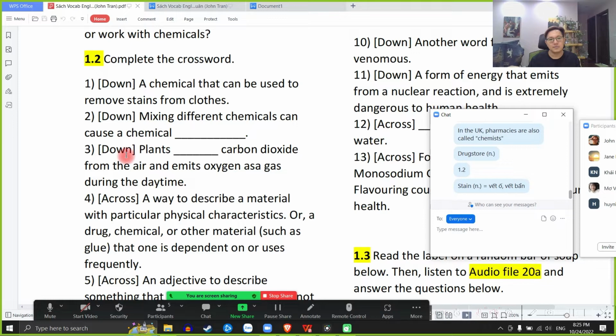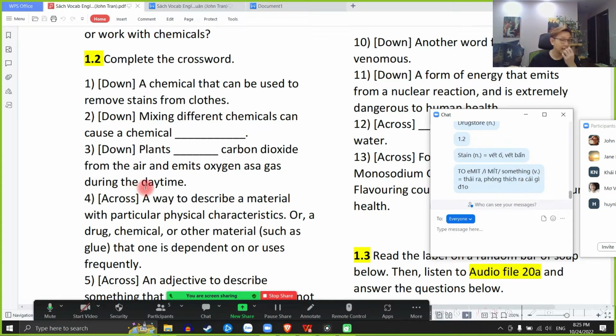Number 3, cây cối làm cái gì đó CO2. Plants do something with carbon dioxide from the air and emit. To emit something, thải ra, phóng thích ra cái gì đó. Emits oxygen as a gas during the daytime. Cây cối làm gì đó CO2 từ không khí và nó phóng thích ra khí oxy như là một khí vào ban ngày.